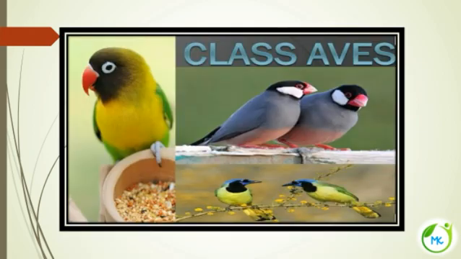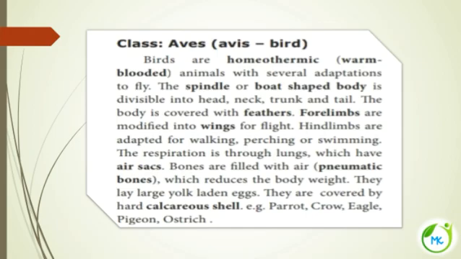The next class is class Aves. So aves meaning bird. So class aves constitute the birds. They are homeothermic, that is warm-blooded animals. Okay, so the aves and the mammals alone are homeothermic, warm-blooded, and the body is spindle or boat shape, and it is divisible into head, neck, trunk, and tail. And the body is covered with feathers, and forelimbs are modified into wings for flight.